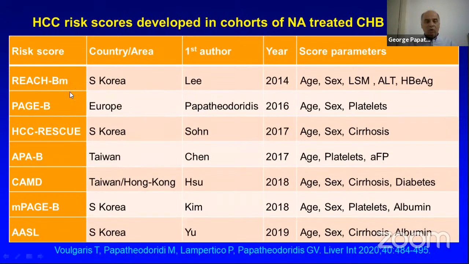As you see, again, almost all scores except the PAGE-B score, which we developed from a large group in Europe. All the other scores come from Asia, the same countries. But if we notice the score parameters of these scores, we will see that they are very similar. So all scores include age, of course, all but one includes sex, and all scores include one parameter of liver disease severity, either liver stiffness or platelet or cirrhosis itself.